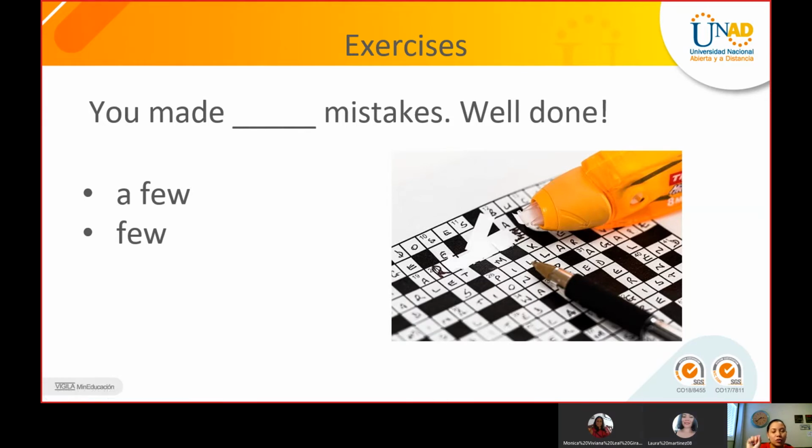I'm gonna explain that in Spanish just a little bit. Recuerden, few es cuando no son muchos, no son suficientes. Entonces, en ese ejemplo de 30 preguntas, solo tuviste 3 errores. O sea, no tuviste muchos errores. Okay. Few mistakes. Listo.